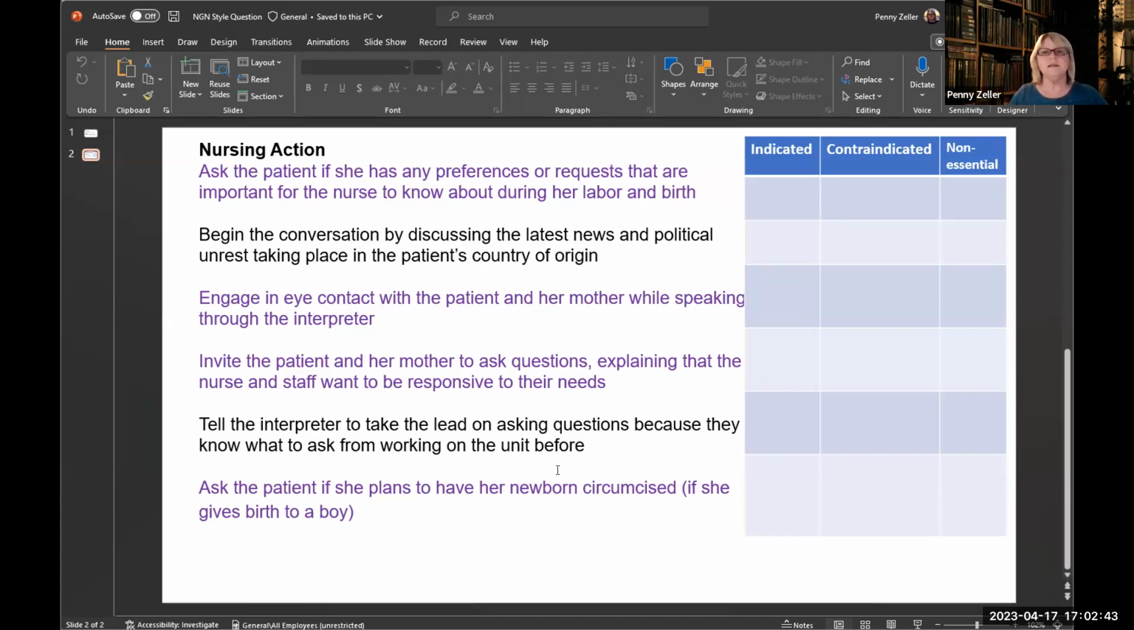Contraindicated? It really is, isn't it? You want to know culturally, what does she want? What does she expect? What is she used to? Or what is her family used to? Very much. Begin the conversation by discussing the latest news and political unrest taking place in the patient's country of origin.